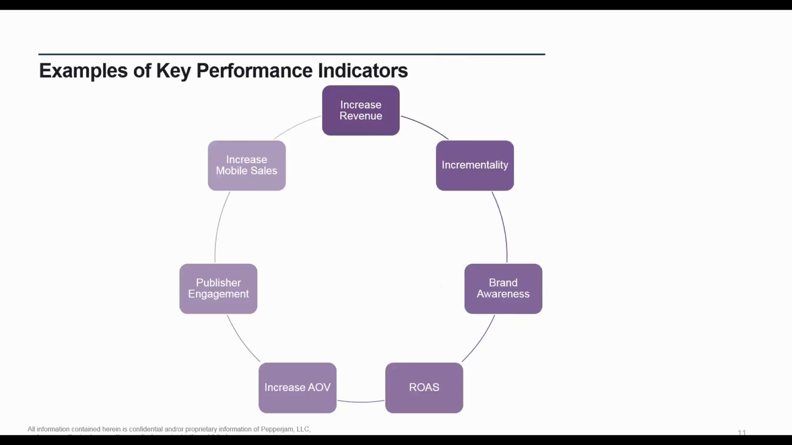Selecting the right KPIs will depend on your brand and which part of the affiliate program you're looking to target and track. Here are a few examples of KPIs that we find are beneficial to a brand within an affiliate program. They include increasing revenue, incrementality, brand awareness, ROAS, increased AOV, publisher engagement, and increased mobile sales.